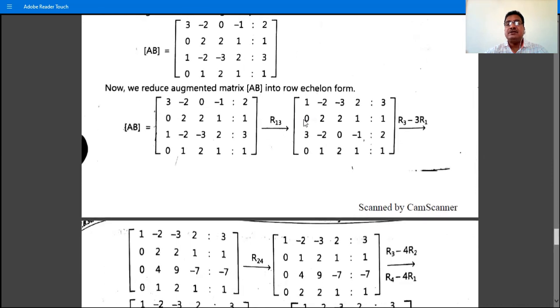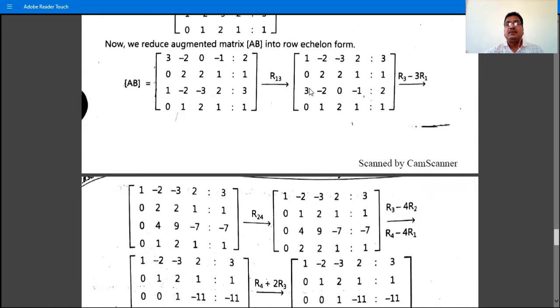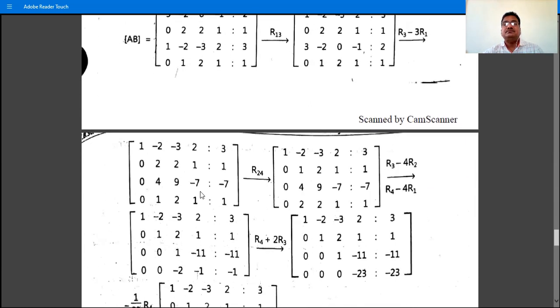Then we have to reduce the elements at these places to 0. So already at this place we have 0, we have 0 at this place. So we have to reduce this 3 to 0. So the operation is R3 minus 3R1. The change is in R3. So multiply the first row by minus 3 and add in the third row. So R3 minus 3R1.